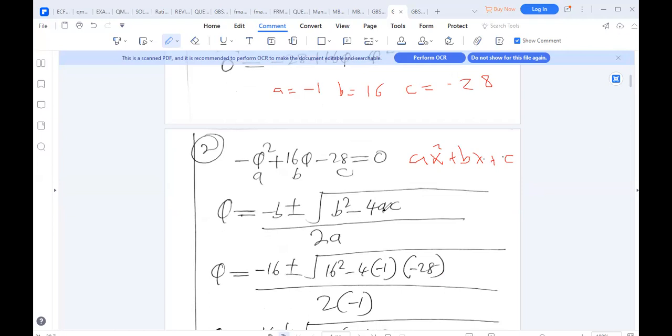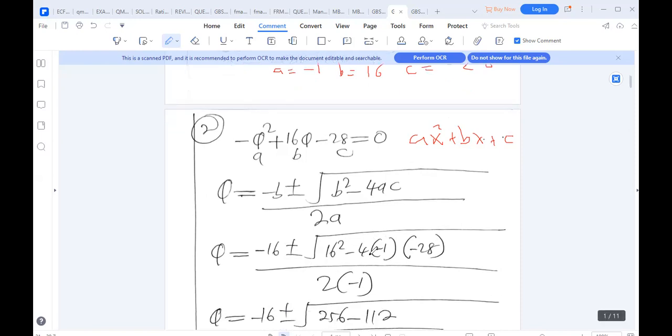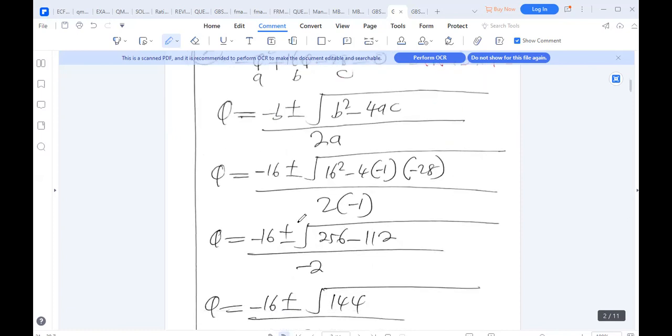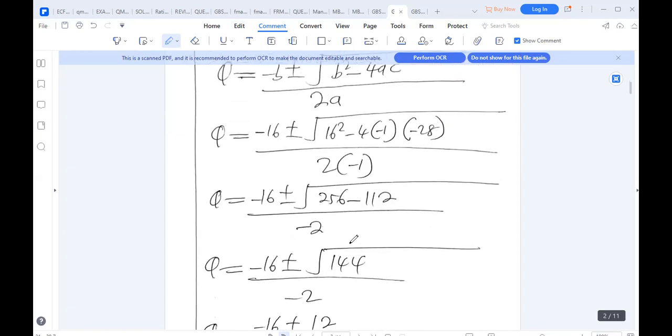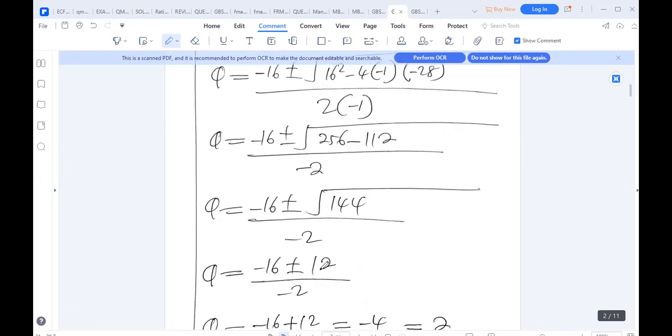So this is a general formula that we use whenever we're calculating the values. This is a quadratic. Quadratic means you are going to get 2 values of q. So when we input here, we're going to have our q as negative 16, plus or minus the square root of 16 squared minus 4ac. Our a is what? -1. Then we have negative 28, over 2a. When you put in here, we're going to compute all this and calculate our value. So we're going to get plus minus 12.